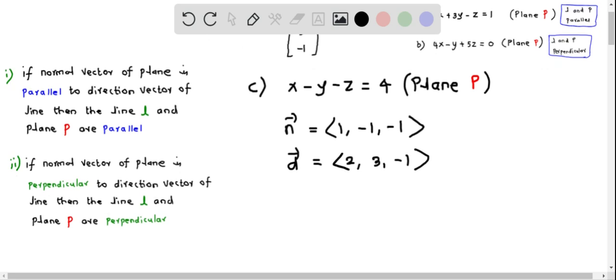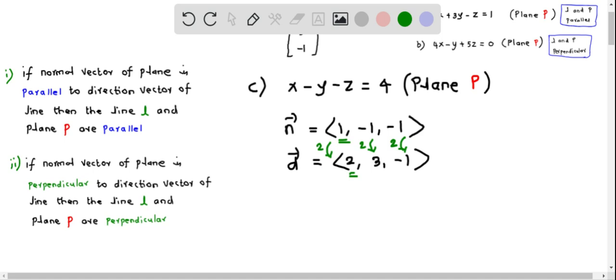For that, we'll see if one of them can be written as a scalar multiple of the other vector. When we compare the first two components, we have 1 here and we have 2 here. So clearly, if this has to be parallel, the scalar multiple has to be 2. Only if we multiply this 1 with 2, we get 2. And this means every other component should also be multiplied with 2.